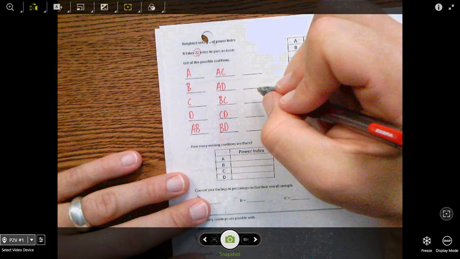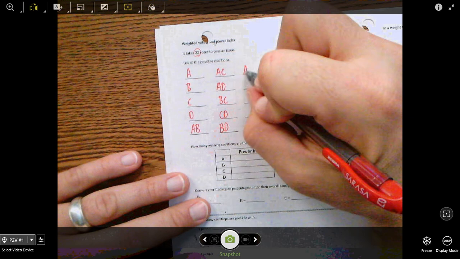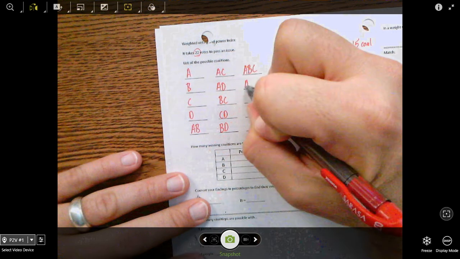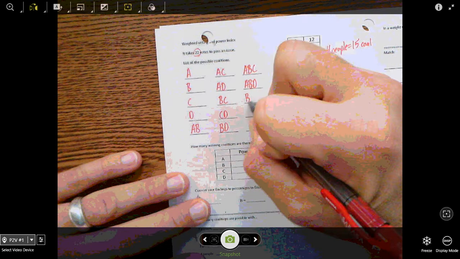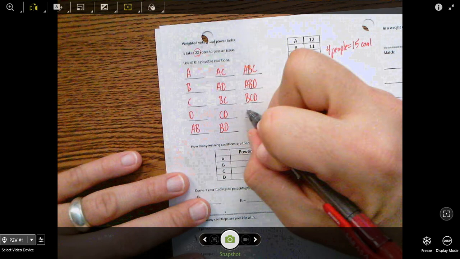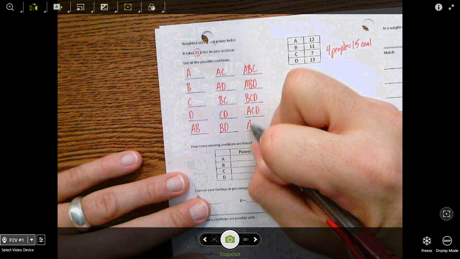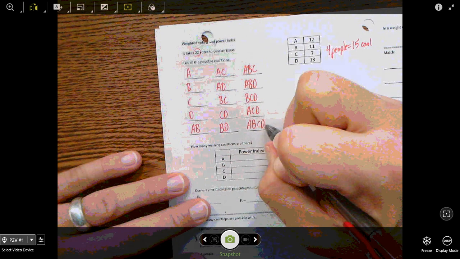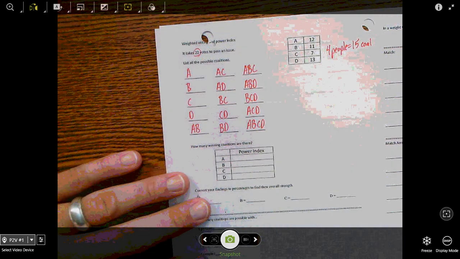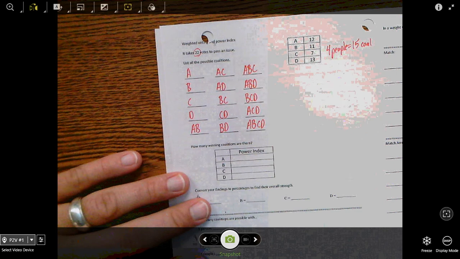Now it's time for my triples. ABC, ABD, BCD, ACD. Notice that none of these are repeating. They all have to be different. A, B, C, D. All right. Now the next thing I'm going to do is I'm going to go ahead and put all my points on there just to speed up a little bit.